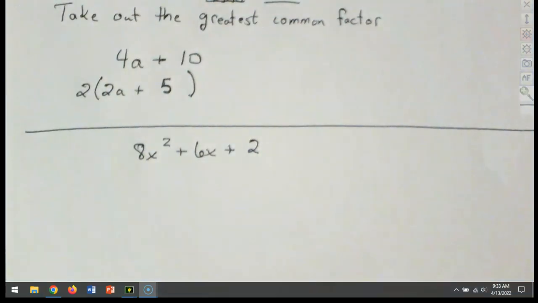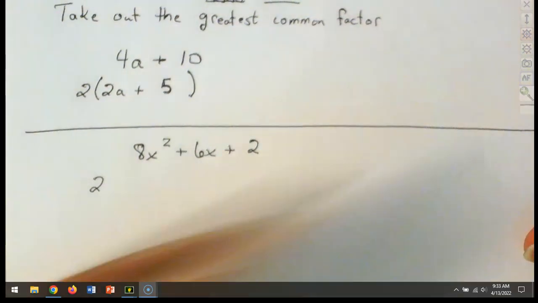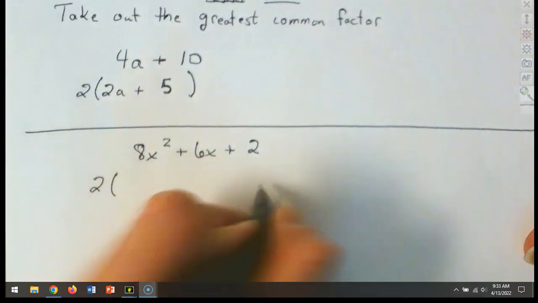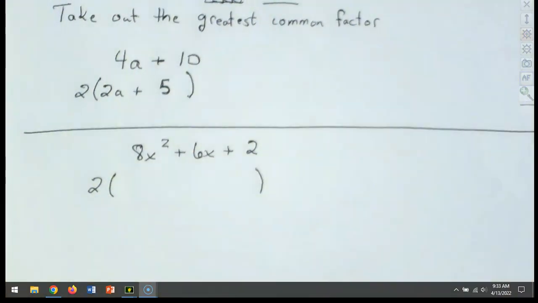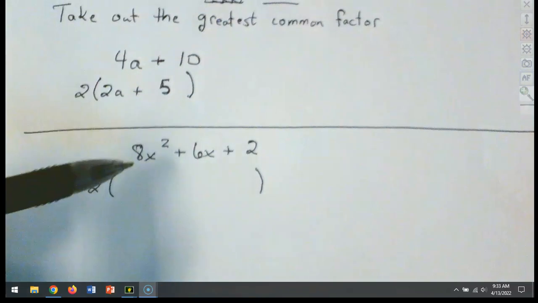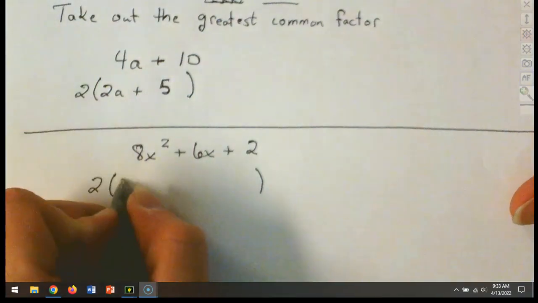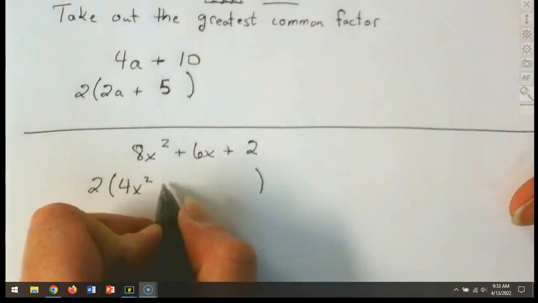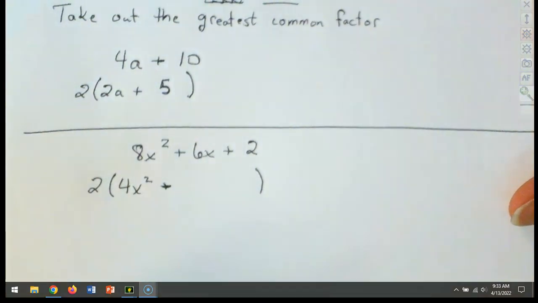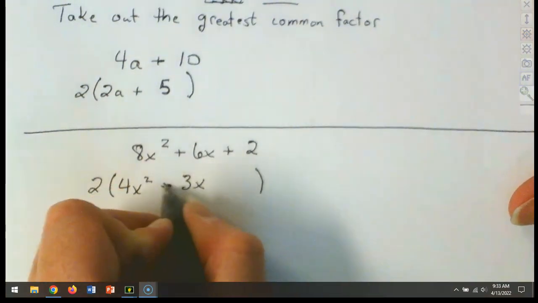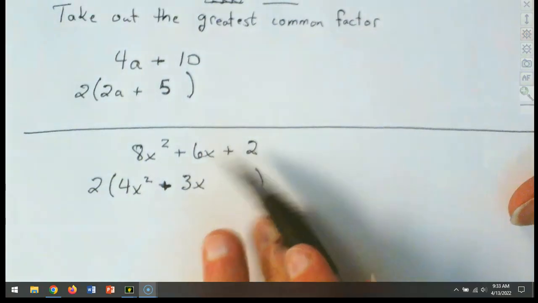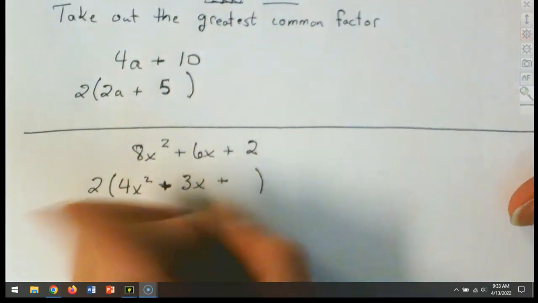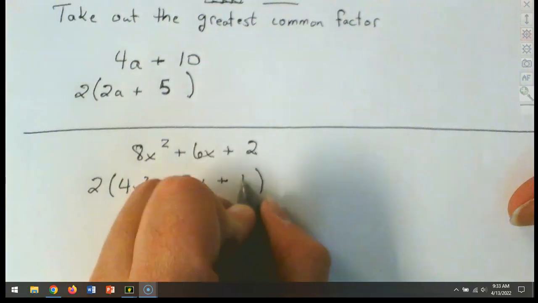Now this one, we cannot take out an x because that 2 does not have an x on it. But what we can take out is a 2 again. And I picked this one on purpose because whenever a number goes completely away, you leave a 1. So 8 divided by 2, that leaves you with a 4x squared. We've got a 6 divided by 2, that leaves you with a 3x. Now, 2 divided by 2. 2 divided by 2 is a 1. So it's not gone, you have to leave a 1.